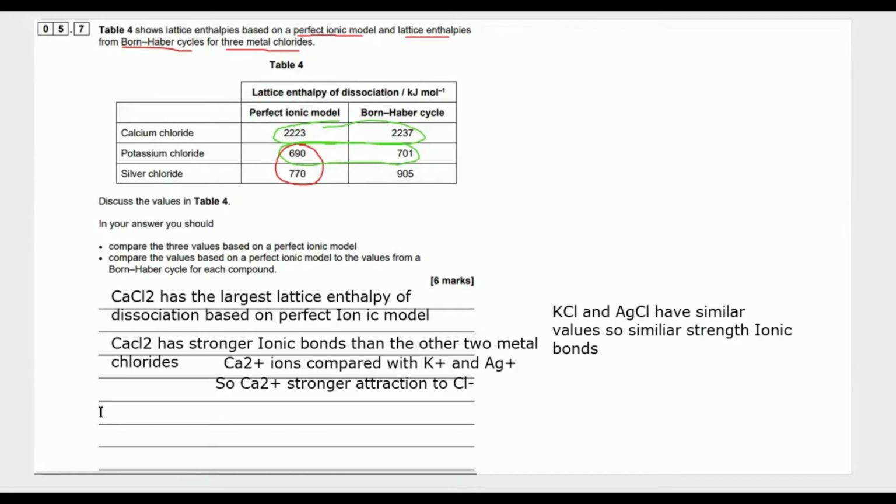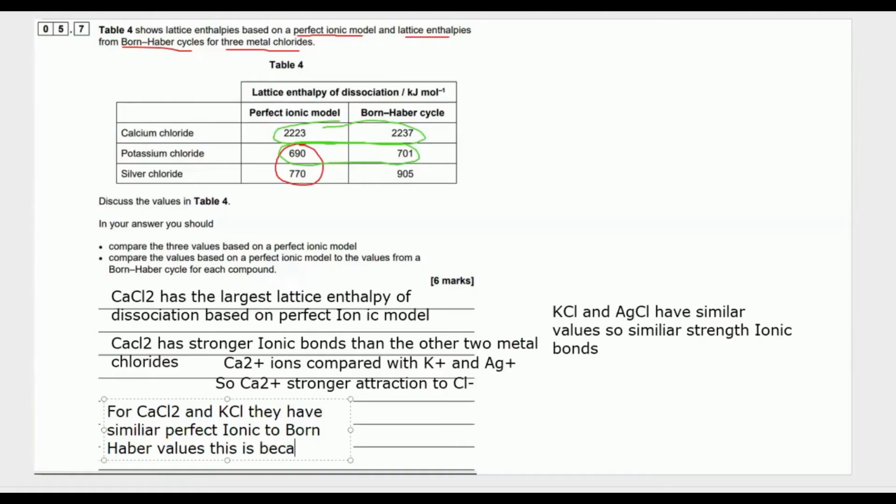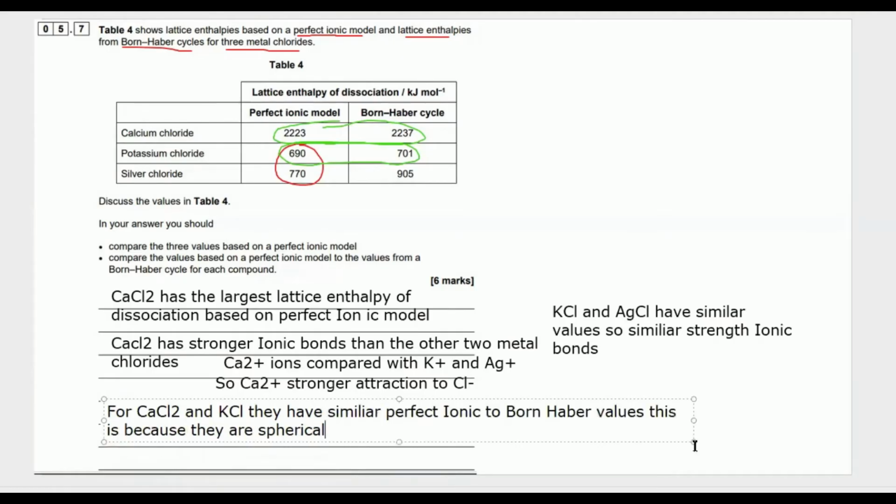So if we look at calcium chloride, it has 2223 and 2237, only a 14 difference between the perfect ionic and the Born-Haber value. And if we look at potassium chloride, there's only a difference of 11, 690 to 701. So for calcium chloride and potassium chloride, they have similar perfect ionic to Born-Haber values for the enthalpy of dissociation. Now, why is that? That's because these are spherical ions, and therefore their values are very similar.